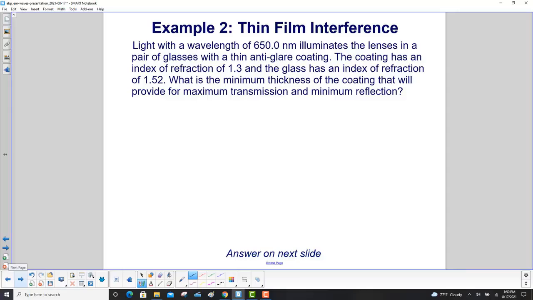Light with a wavelength of 650 nanometers illuminates the lenses in a pair of glasses with a thin anti-glare coating. The coating has an index of refraction of 1.3 and the glass has an index of refraction of 1.52. What is the minimum thickness of the coating that will provide for maximum transmission and minimum reflection? Which, if they're your glasses, that's what you're looking for.